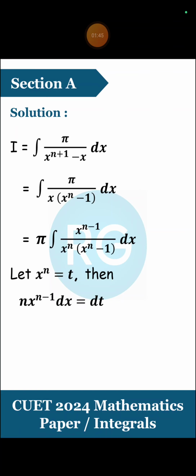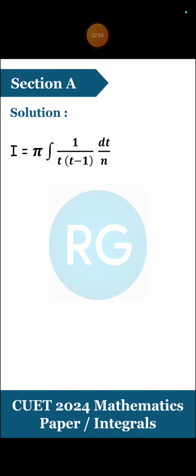Then our derivative will have n into x raised to the power n minus 1 dx equals dt. There is a constant n, so that shouldn't be a problem. So ultimately I got the numerator part, that is x raised to the power n minus 1 dx equals dt by n. Now I substitute that and my I becomes, pi being a constant, I'll take out as usual outside. So my integration part is 1 divided by t into t minus 1, dt by n. Again, n is a constant, I can take that common.